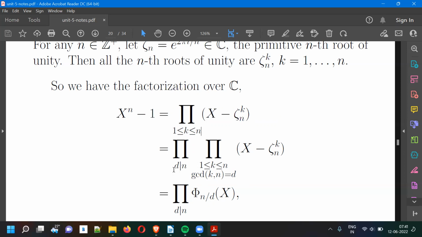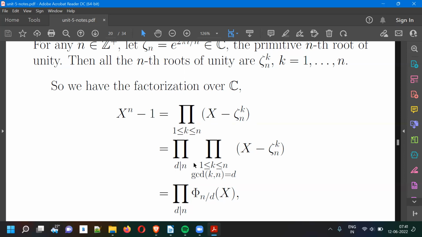So first, the grouping is in terms of factors of n. I vary over all factors d of n, and for each factor d, I look at only those k between 1 and n whose GCD with n is equal to d. And then I'll consider those products of x minus zeta n raised to k. Now, do you see this double product is equal to this single product? Because for every k, there is some d dividing n such that the GCD of k with n is d. And when you expand this out, you get the whole product. So the single product in the first line is equal to the double product in the second line.